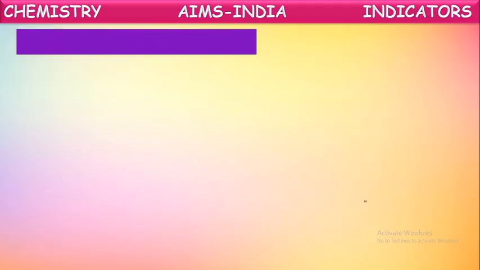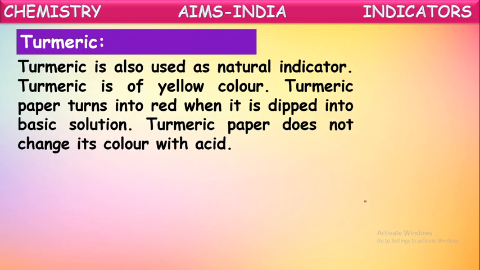Okay, let us see one more indicator. That is turmeric. Turmeric is also used as a natural indicator. Turmeric is of yellow color, we know. Yes, in our homes it is also used for cooking. This turmeric will be in the yellow color.